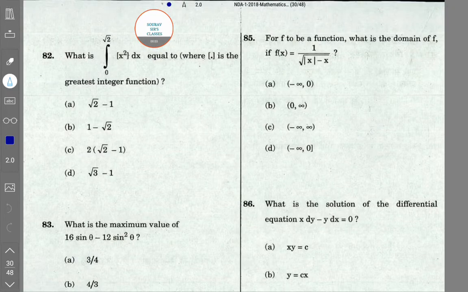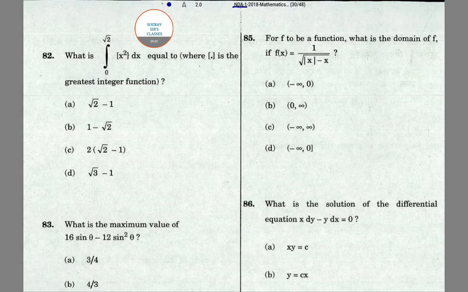So in today's video, we'll be solving a few questions from the NDA 2018 mathematics paper. First we'll start with question number 85.